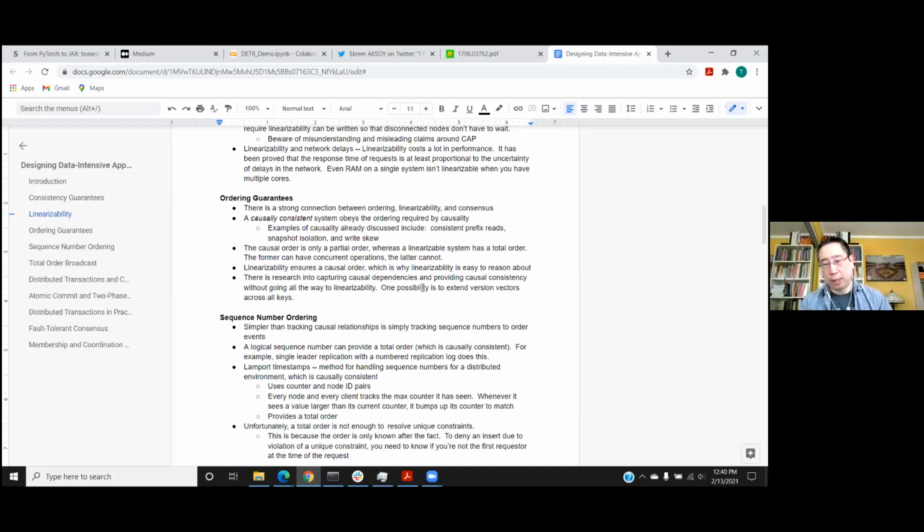And so one possibility is you take the version vectors that we talked about, and the vectors are per key. Now, in my example of you read A and you write B, now you've actually got two different keys and you need to be tracking causality across all of that. Sounds very expensive to me, but there's always a price to pay to keep things in sync.